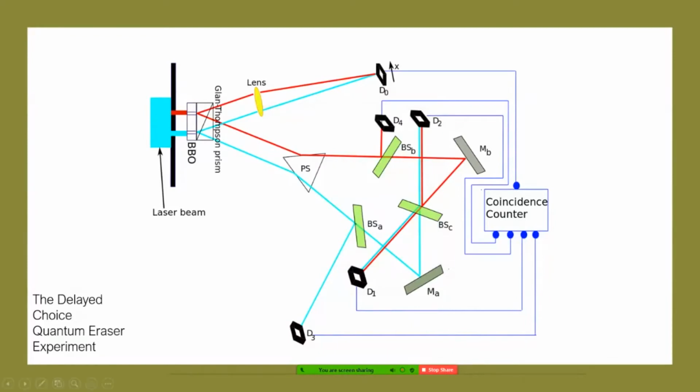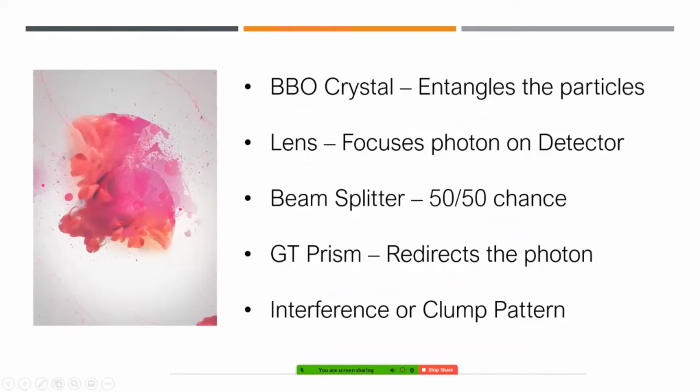Okay, so we have the BBO crystal, which entangles the particles. We have the lens, which focuses on a detector, the beam splitter, 50% chance of going through or being reflected, the prism, which redirects the photon, and then importantly, at each detector, we have a different pattern, an interference or a clump. Now, what this experiment was going to prove was that if we know which way the photons traveled, it will be a clump. But if we don't know the way it's traveled, which slit it went through, if we don't know that, it will have an interference pattern.